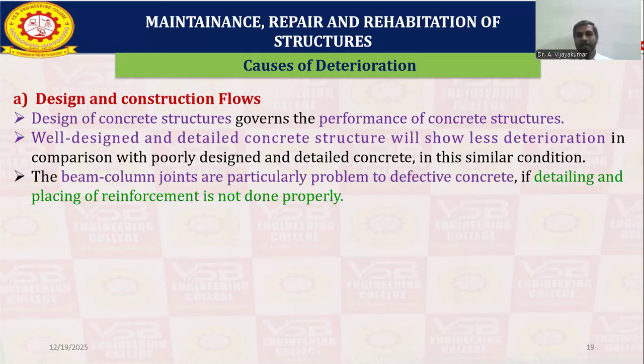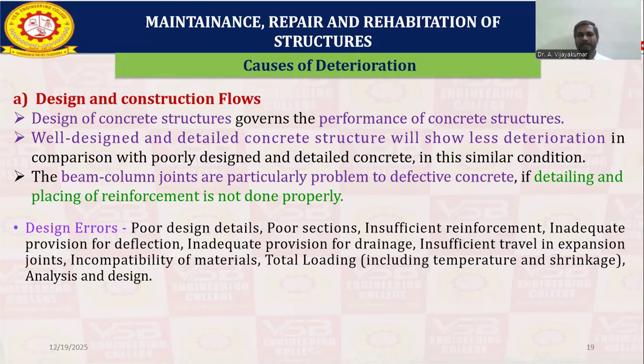Now, beam column joints are particularly a problem in affecting the concrete, because compared to the beam and column separately, the beam column joint is a very vulnerable point. If the detailing and placing of the reinforcement are not done properly, definitely failure will occur.